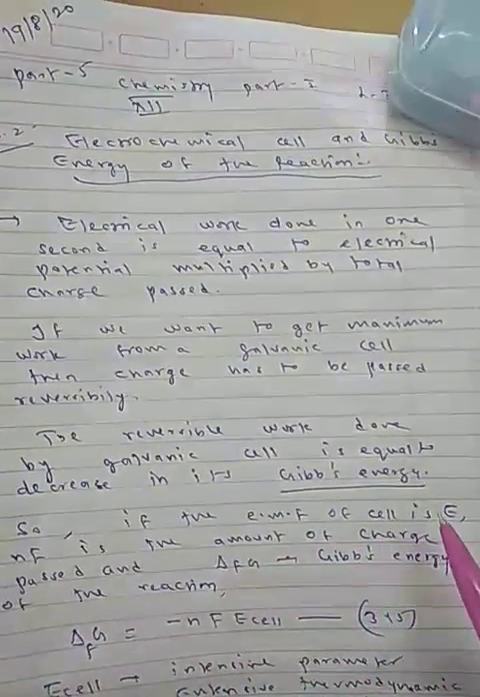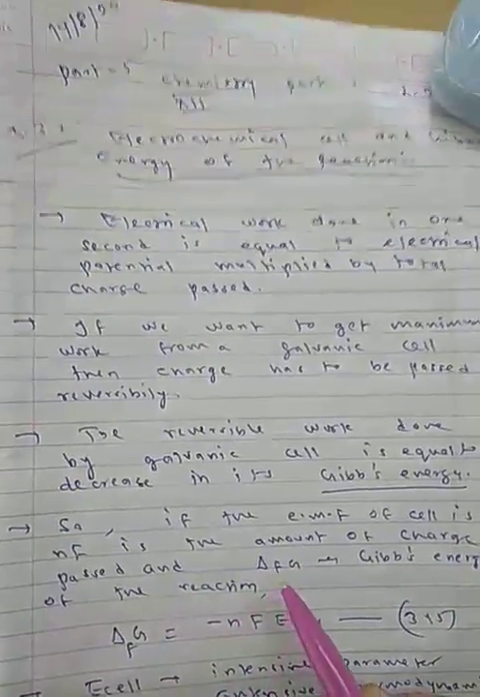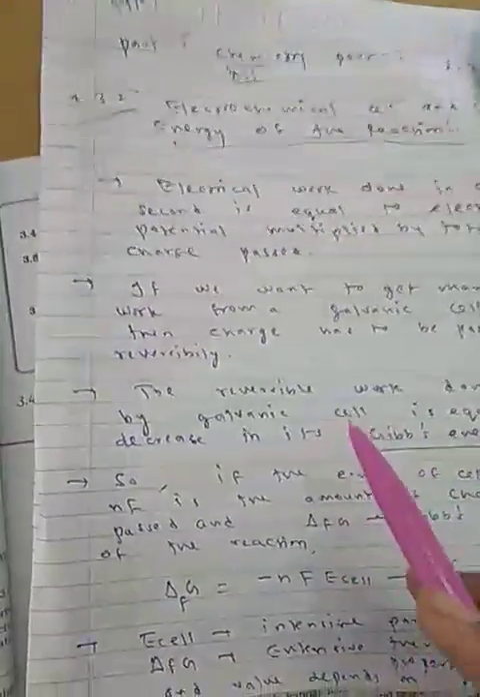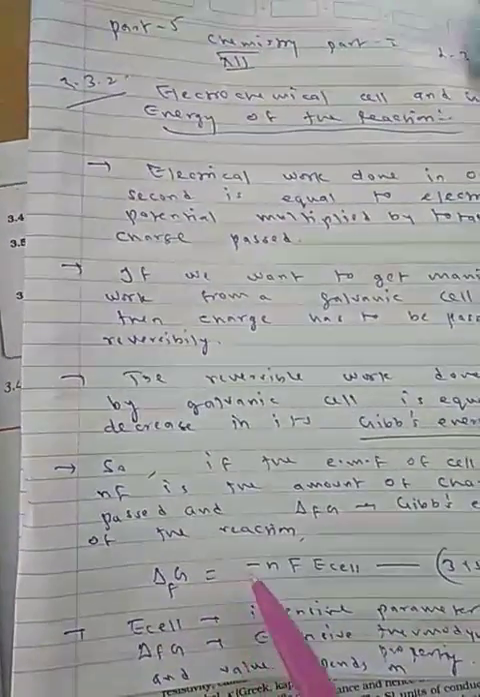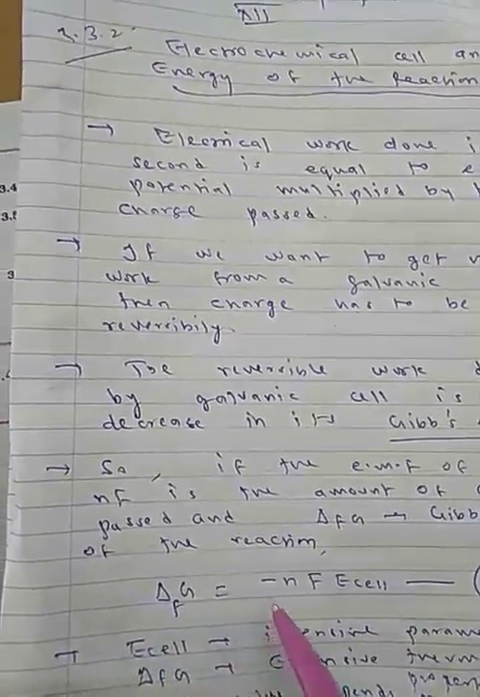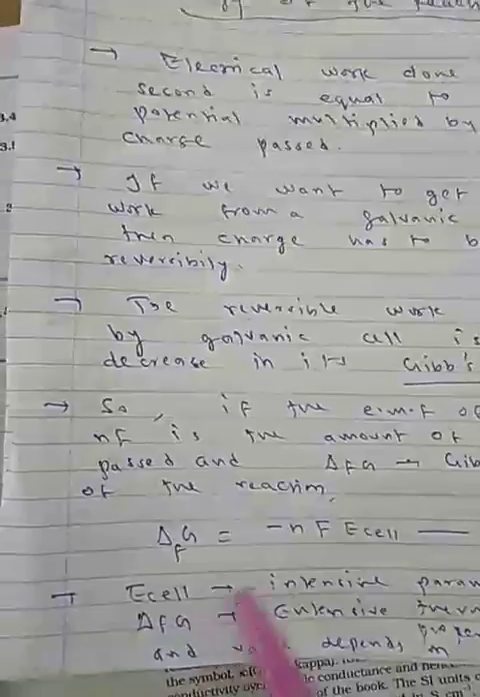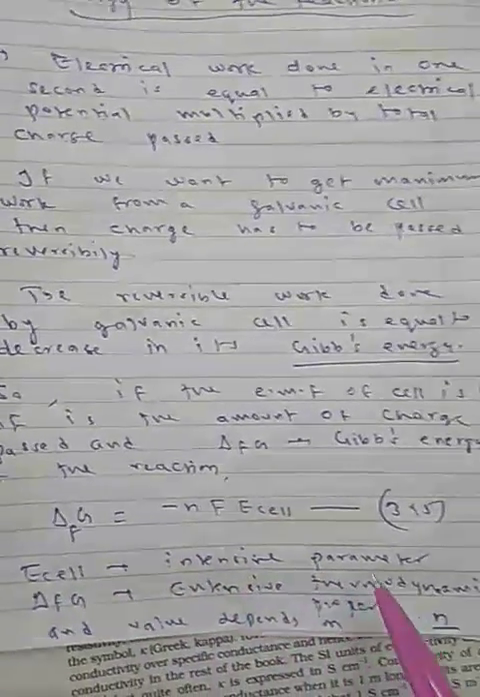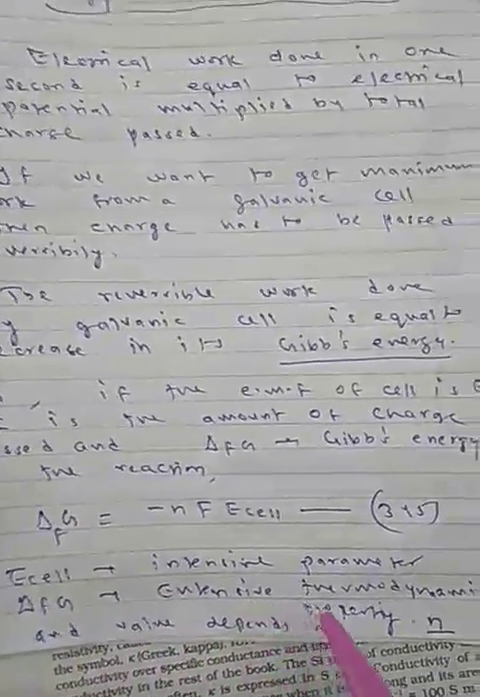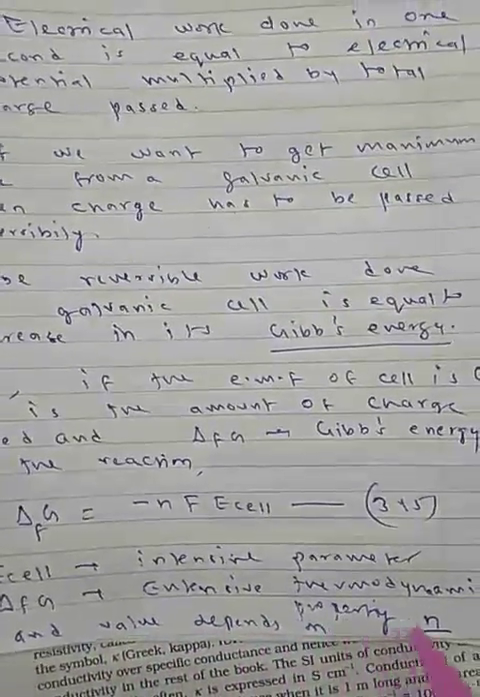So if the EMF of the cell is E, nF is the amount of charge passed and ΔrG is the Gibbs energy of the reaction, then the relation between the Gibbs energy and the electrical work done is ΔrG equals minus nF E cell. This equation is 3.15. Now here E cell is an intensive parameter, ΔrG is an extensive thermodynamic property, and its value depends on n.